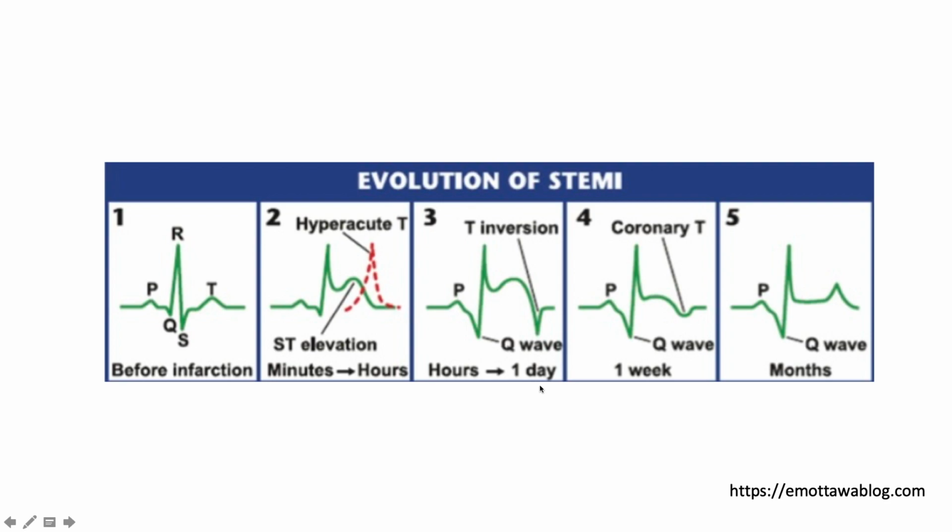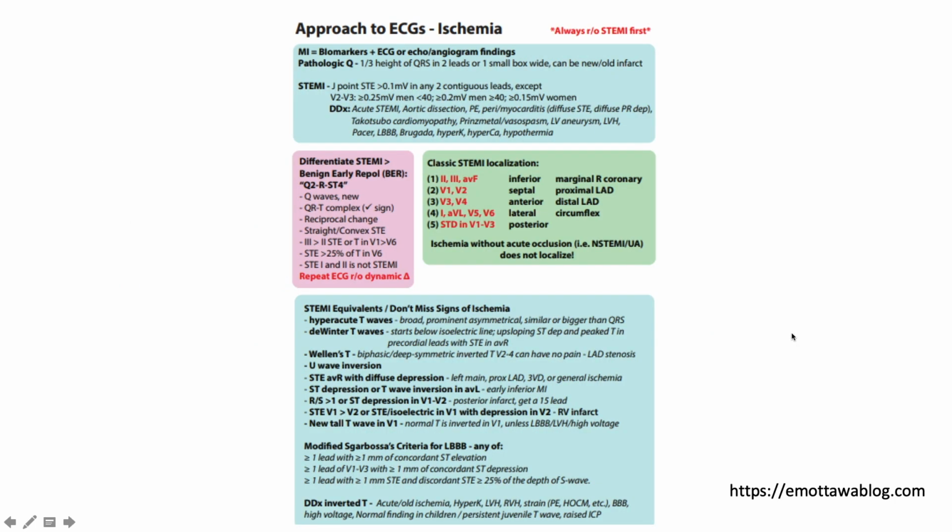Then hours to days after this, you can still see the ST elevation, but we have Q waves beginning to form and we have T wave inversion. About a week thereafter, the T wave inversion becomes slightly less, but the Q wave persists. Months afterwards, the T wave inversion has resolved. We've got a normal T wave, but the Q wave persists for life.